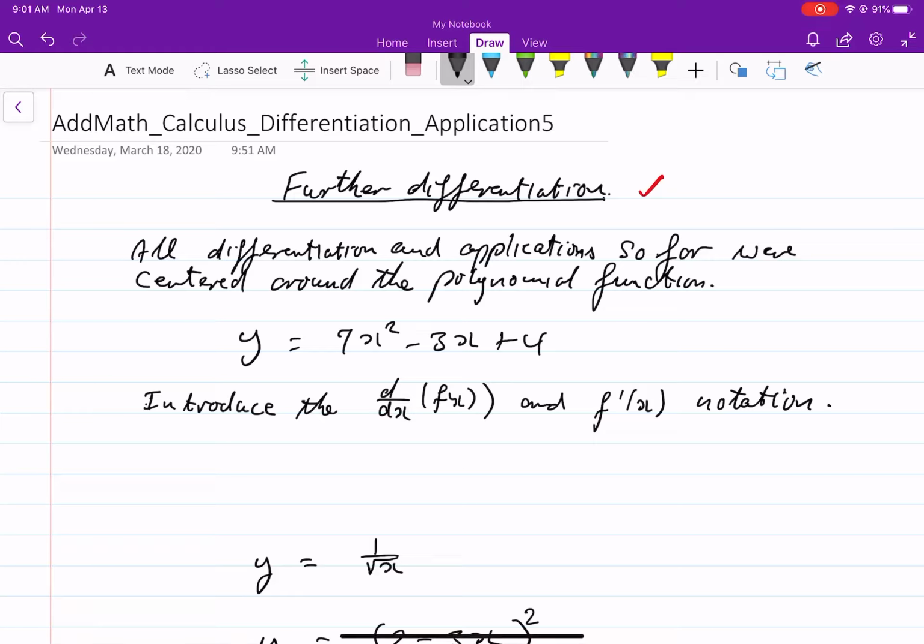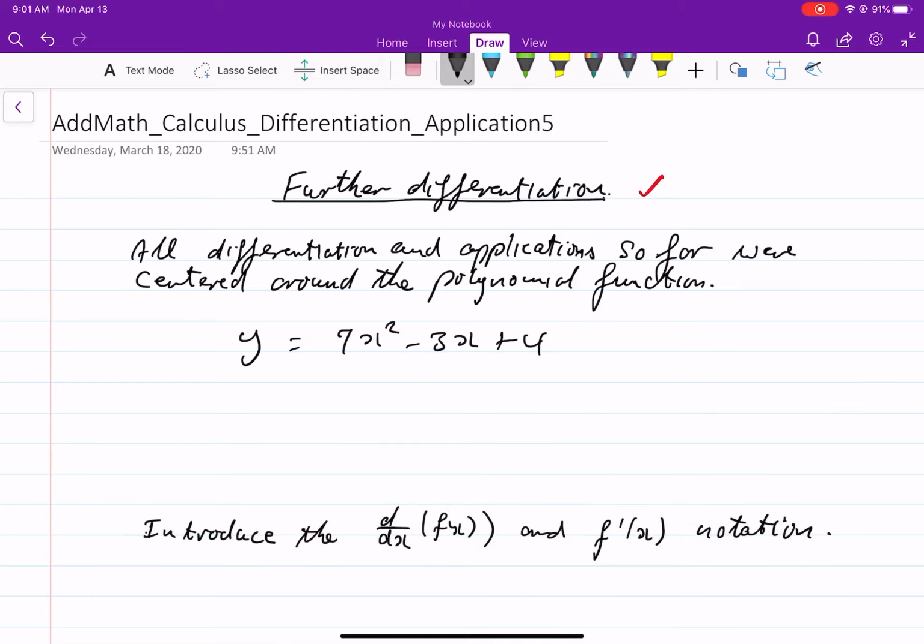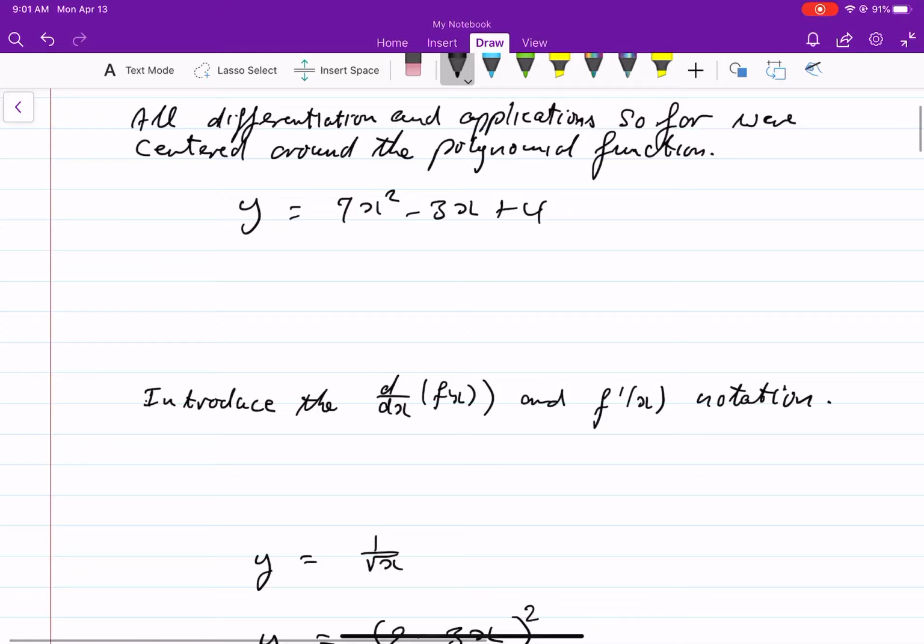So let me just quickly review how you differentiate a function like that, more so the different notation that you can use to differentiate that. We know, if y is equal to 7x squared minus 3x plus 4, the first derivative, or dy dx, can be written as 14x minus 3. Y'all are definitely experts at that by now.